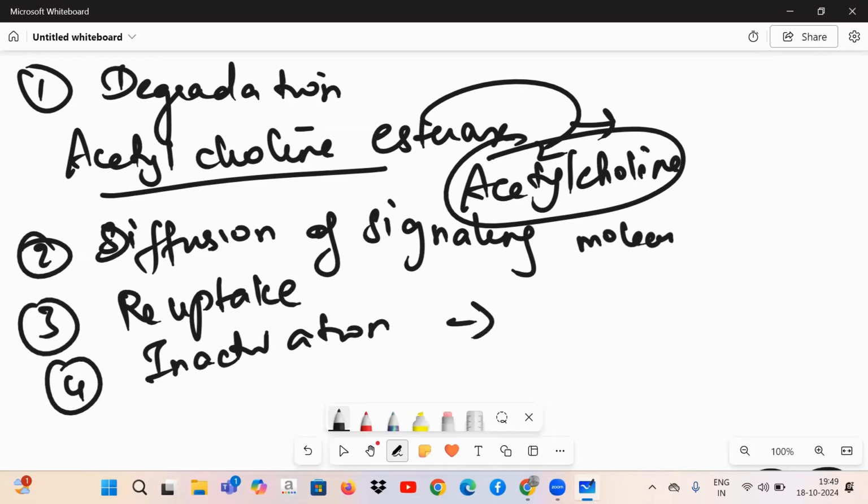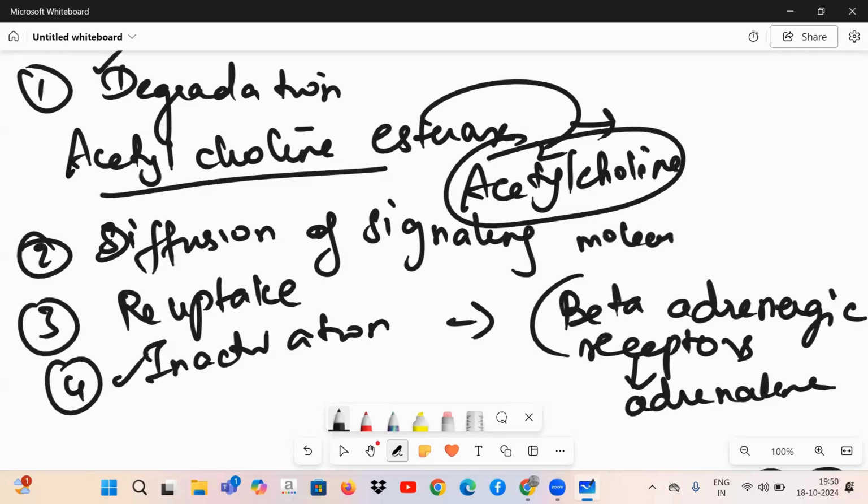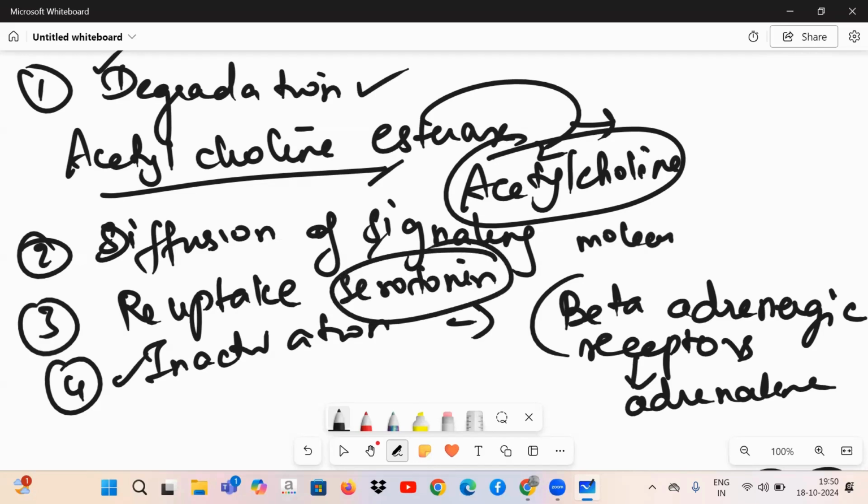One example is beta adrenergic receptors. If you expose these receptors to adrenaline for a long period of time, they get deactivated. These receptors become phosphorylated by kinase and are not available for binding. So at least learn one example for each. For degradation it is acetylcholine, for diffusion you can write anything. For reuptake, mostly serotonin will come. Serotonin is an example of reuptake. For inactivation, beta adrenergic receptors inactivated by adrenaline.